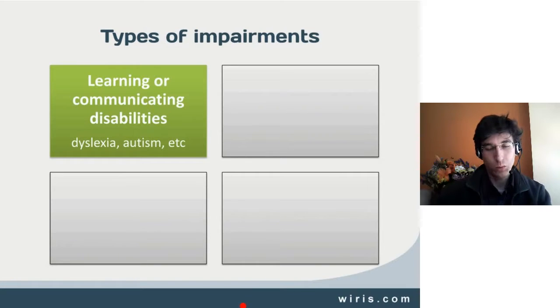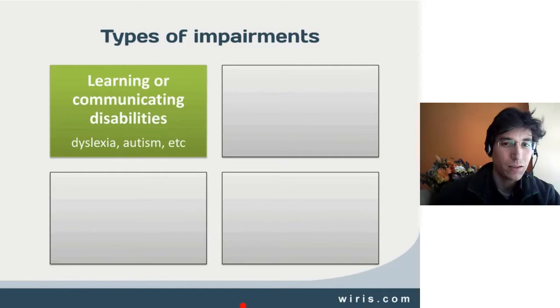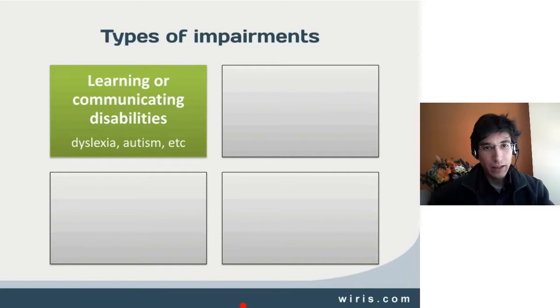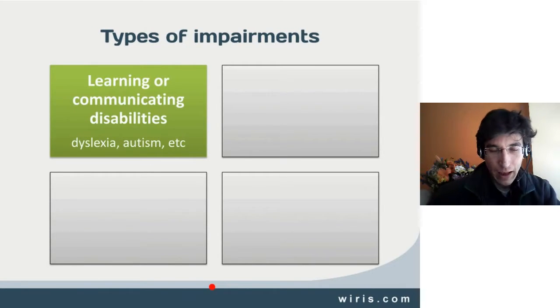So typically we think of blindness, and it's not only blindness. The first one, as regards the numbers, is probably learning or communicating disabilities like dyslexia, autism, hyperactivity, many different things that can be a disturbance. And when we deal with accessibility, we also have to deal with these sort of problems or differences in our audiences, right? Or in our users or students and so on.